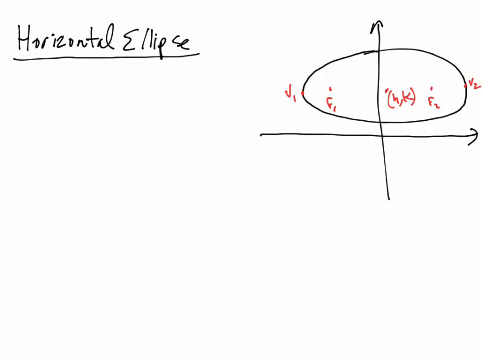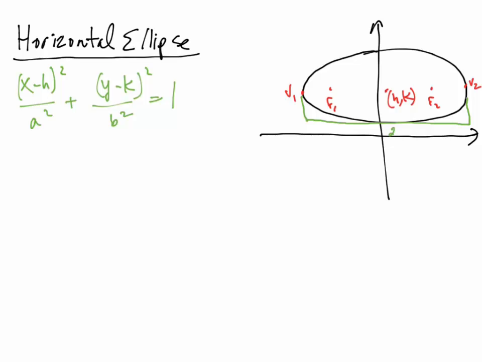The standard form of an ellipse that has a horizontal orientation is (x minus h) squared over a squared plus (y minus k) squared over b squared is equal to 1. So (h, k) just corresponds to the center. The distance from vertex 1 to vertex 2 is 2a. This is also called the major axis, so 2a is the length of the major axis.